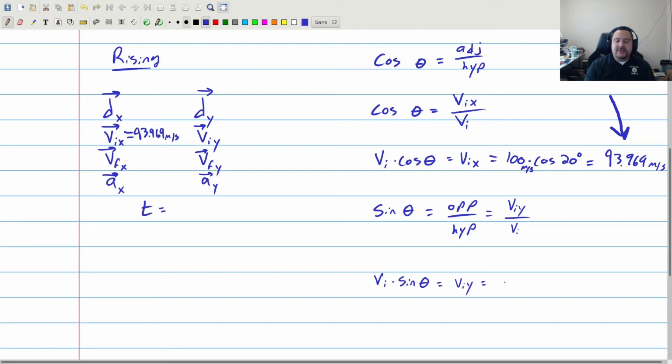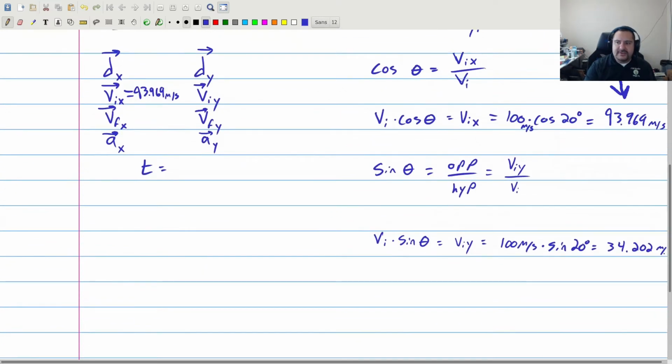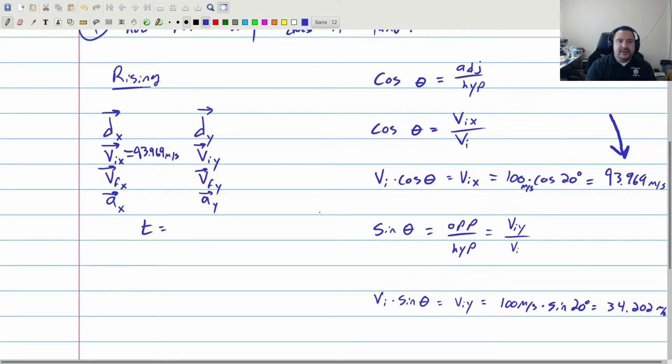Okay, this is equal to 100 meters per second times the sine of 20 degrees. And when I do this, I get 34.202 meters per second. Ooh. Meters per second. And I'll go ahead and input that into my table up here: 34.202 meters per second.